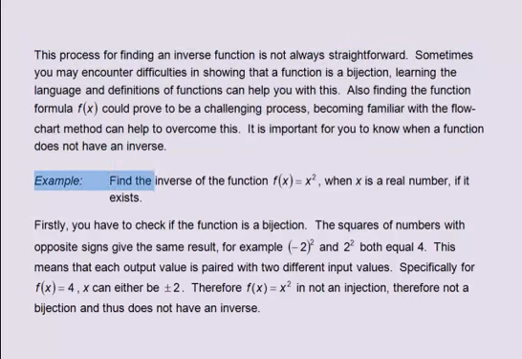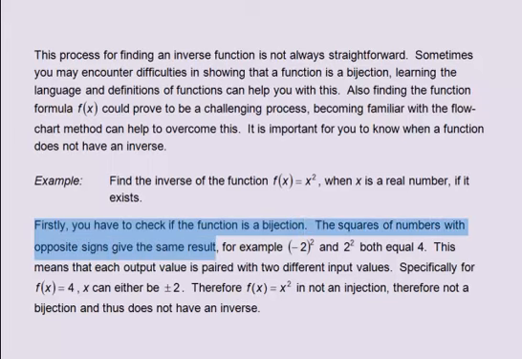Example: find the inverse of the function f(x) = x² when x is a real number, if it exists. Firstly, you have to check if the function is a bijection. The squares of numbers with opposite signs give the same result. For example, (−2)² and 2² both equal 4.